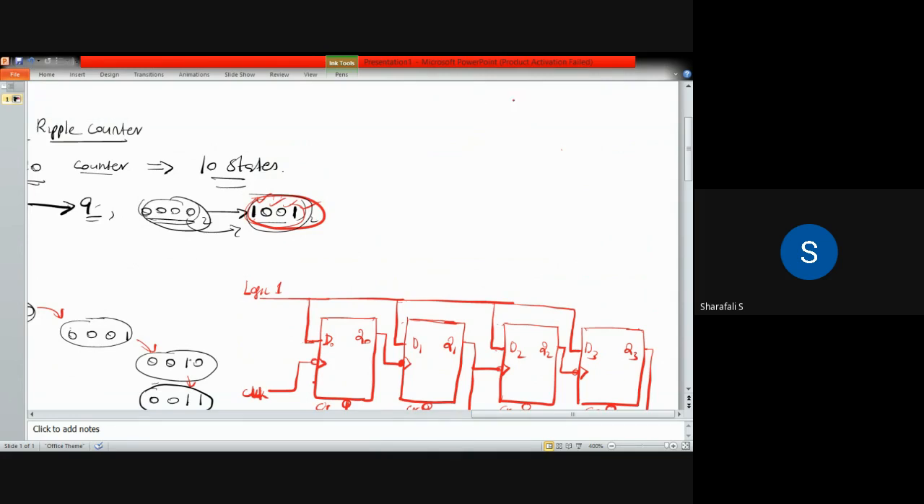So initially we are having 0 0 0 0, then 0 0 0 1, then 0 0 1 0, 0 0 1 1, 0 1 0 0, 0 1 0 1, 0 1 1 0, then 0 1 1 1, 1 0 0 0, 1 0 0 1, then 1 0 1 0.